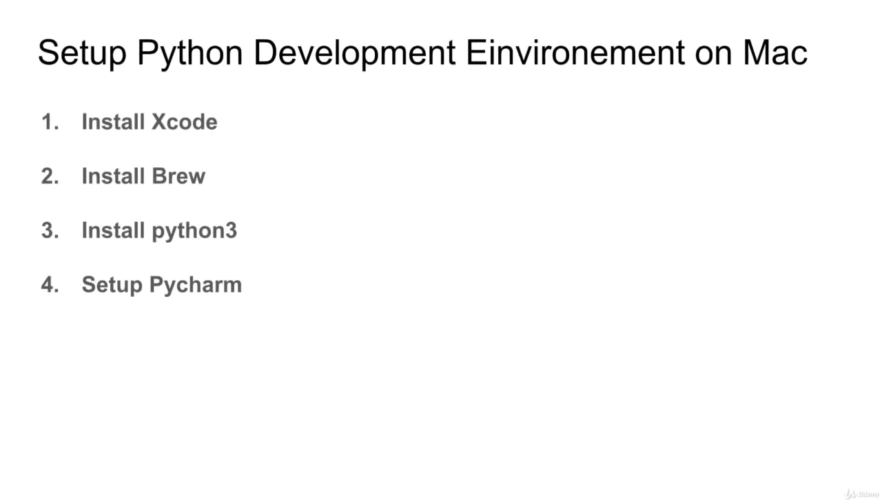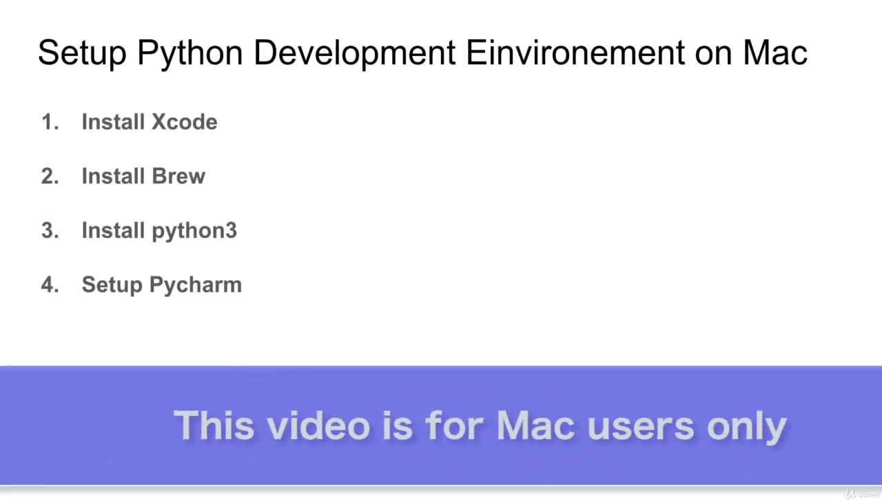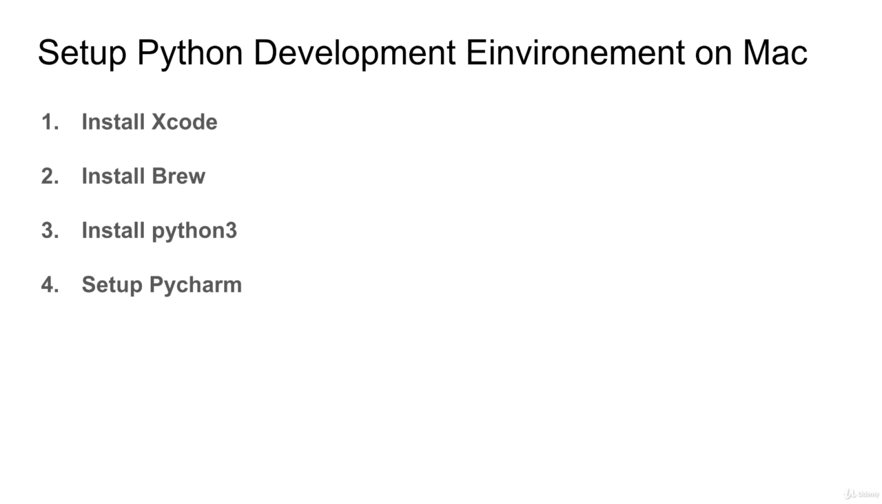In this lesson, we will go through the steps to set up Python development environment on your Mac. If you are using a Windows computer, skip the video and go on to the next video, which is dedicated for Windows setup. We will be installing these 4 items on the screen. If you already have them installed on your computer, you can also skip this video.